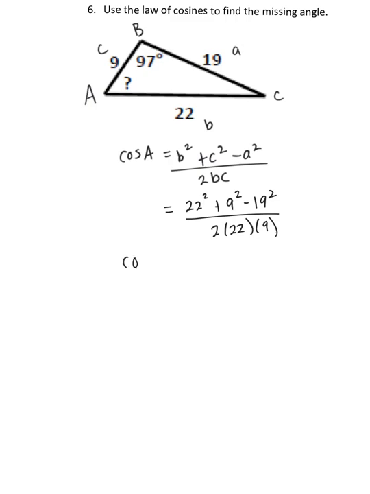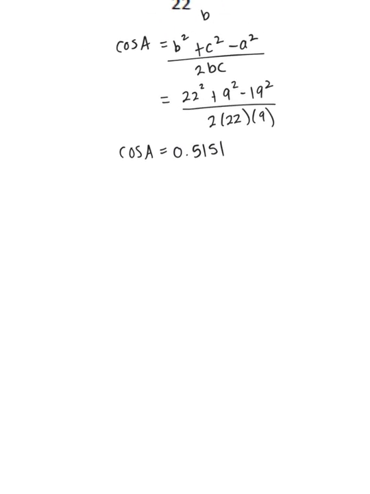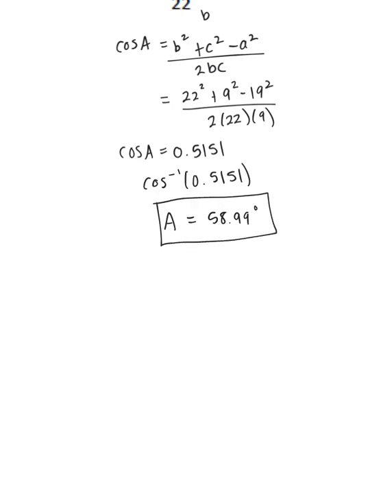Okay. So when you type that into your calculator, you're going to get about this number. And that is not the end of the problem. What you just found is the cosine of angle A. I want angle A, not the cosine of the angle. So you're going to take the inverse cosine of the number that you got. And that is going to give you 58.99 degrees, and that is your angle A that you were looking for. That's all you have to do for that one. Don't round it up to 59, just leave it at 58.99.